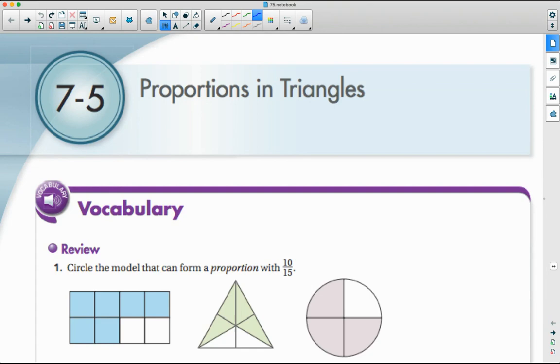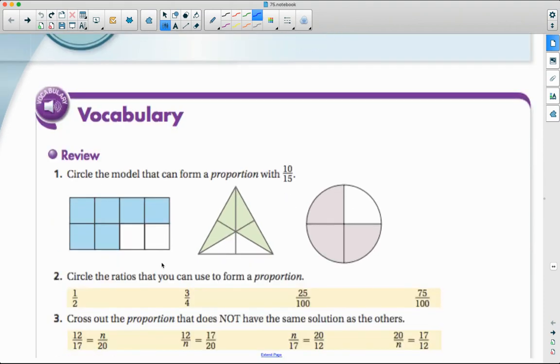Circle the model that can form a proportion of 10/15. All right, so 10/15, we know that reduces to 2/3, right? So what other one also reduces to 2/3? That would be this one right here. 4 out of the 6 are shaded, so that reduces to 2/3.